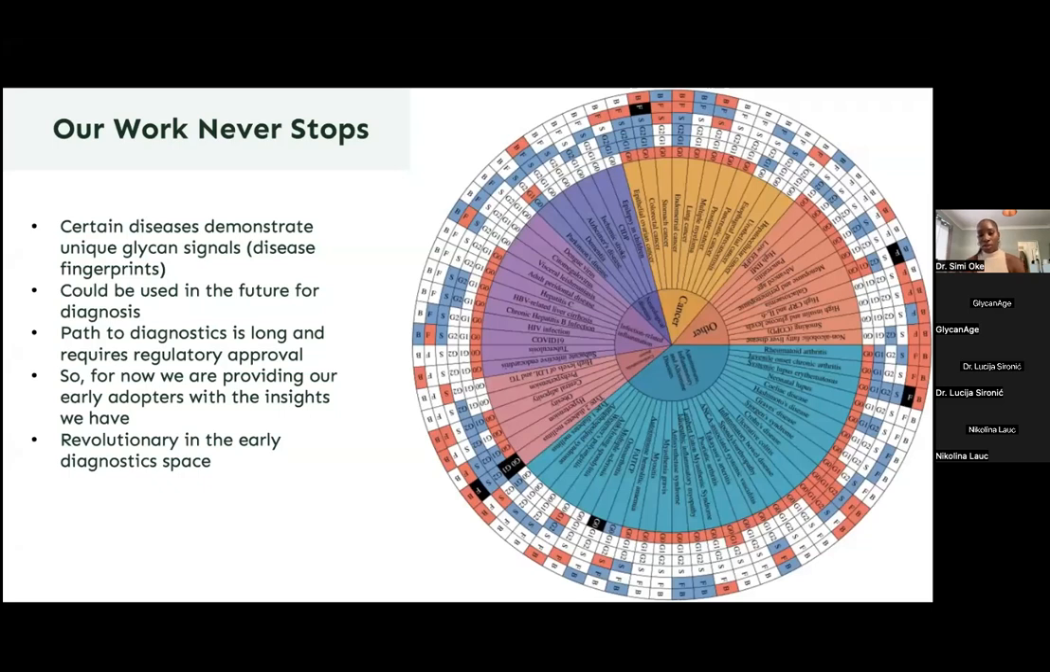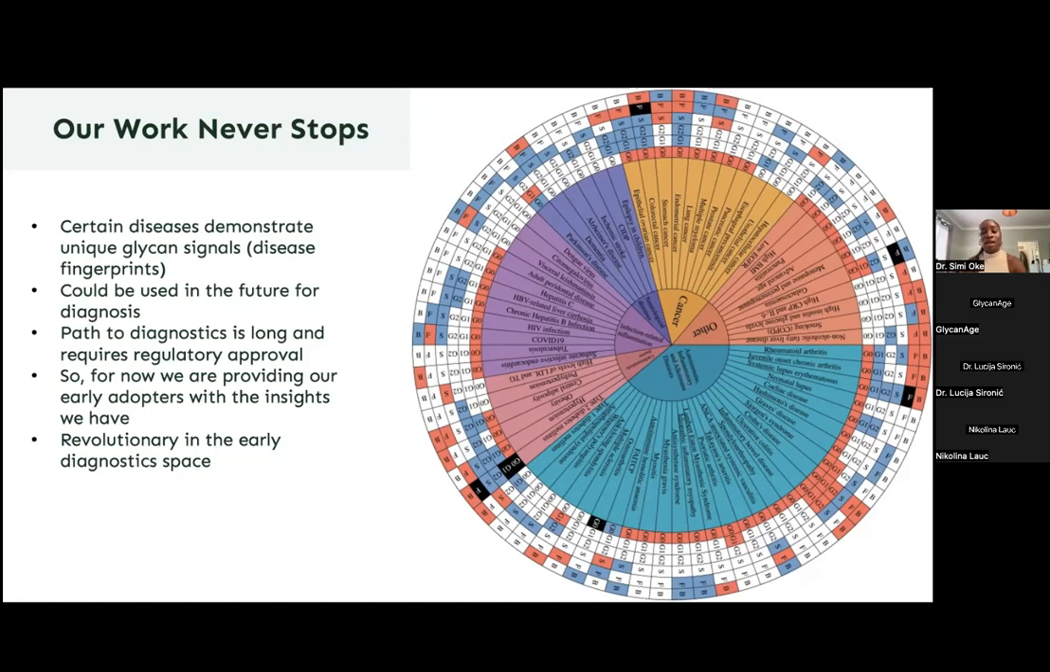Another important point I want to make, probably interesting mainly for anyone out there who's a scientist or a budding researcher, is that at GlycanAge, as I said, we hold our science at the center of what we do, and our work from the scientific point of view never stops. This figure on the right is taken from one of our most recently published papers, which we're incredibly proud of. It's looking at various diseases and the glycan fingerprints, I would call them, that they have. What that means is that various diseases seem to demonstrate very unique glycan signal patterns, hence the term fingerprint.